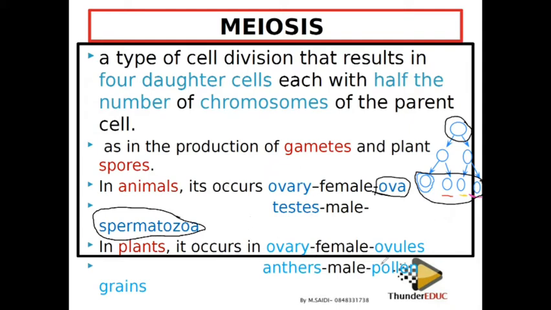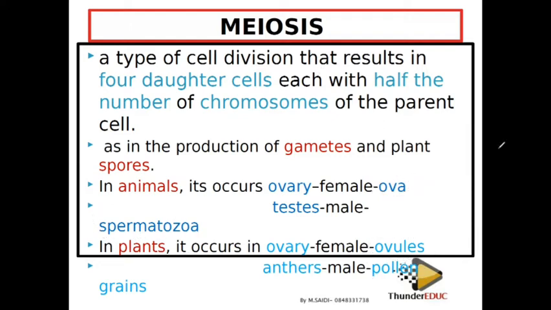It's going to be either ovules or a pollen grain, depending on the gender of the plant. That is to say, if it happens in a human male, spermatozoa will come out. If it happens in a female, the ova, the eggs, will come out. If it happens in a male plant, pollen grains will come out. If it happens in a female plant, ovules will come out. That's what all these things actually mean.